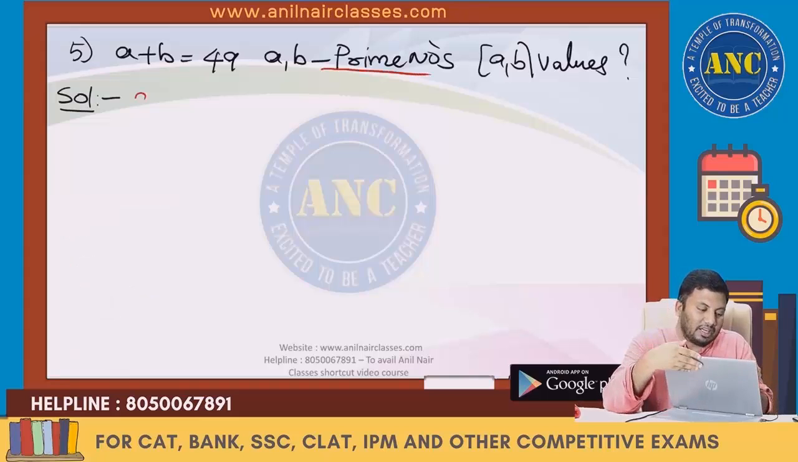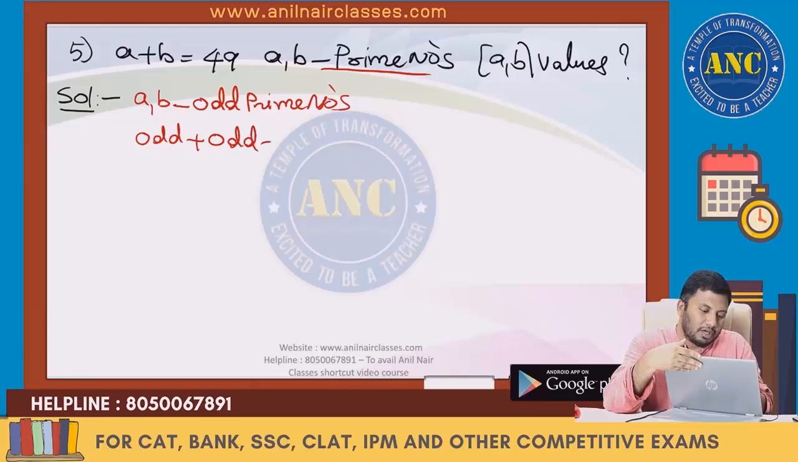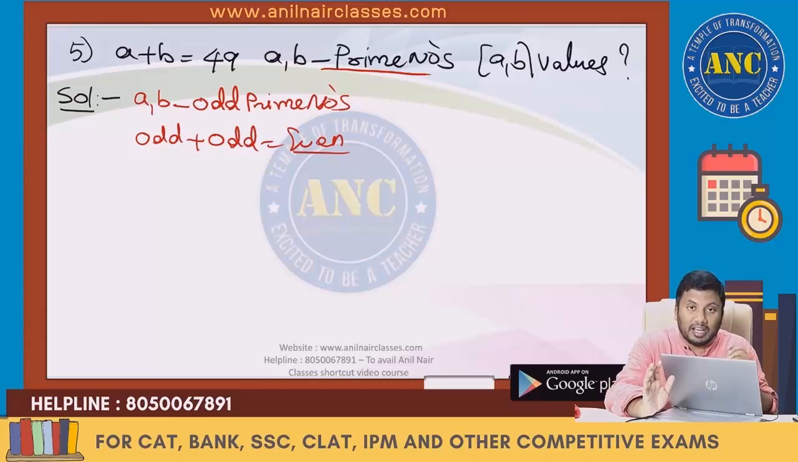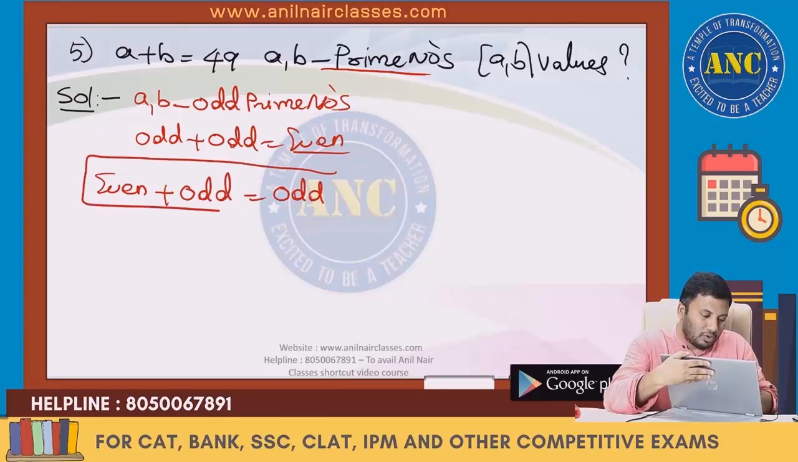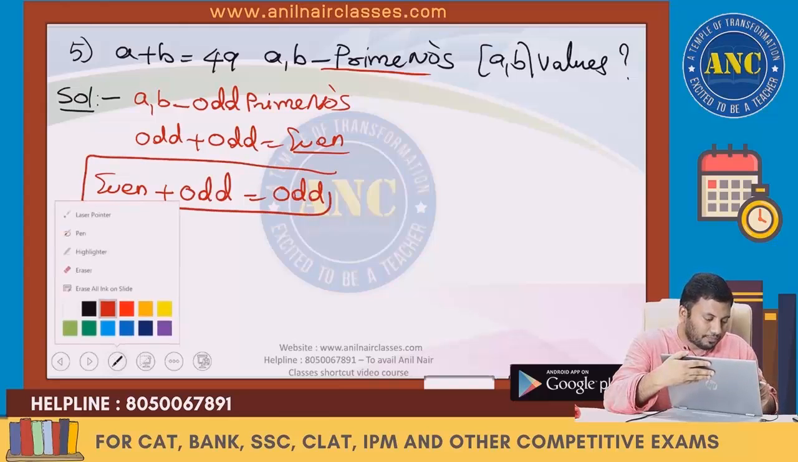Suppose I take A and B as odd prime numbers, this will become odd plus odd. Odd plus odd is an even number. But 49 is an odd number. The right-hand side is odd, so it has to be even plus odd. Even plus odd only will give you odd.